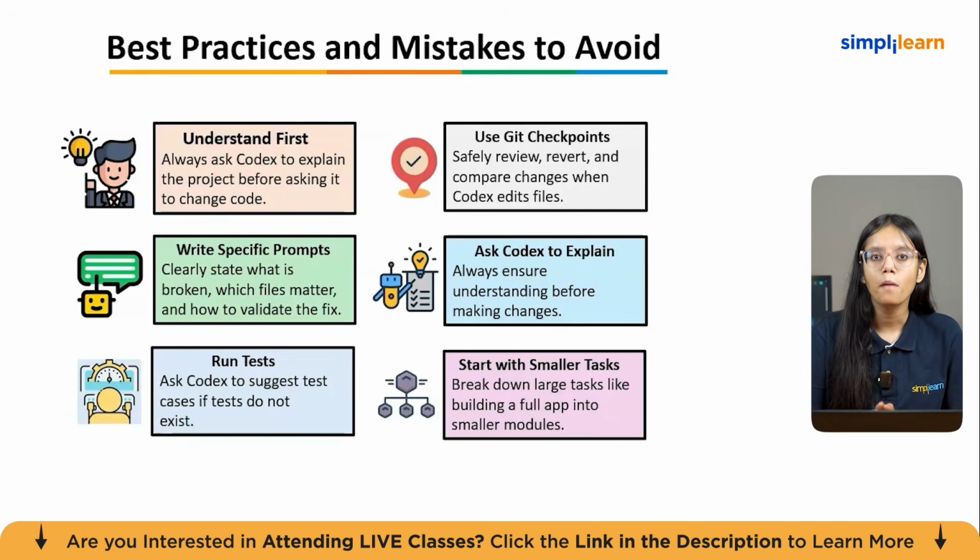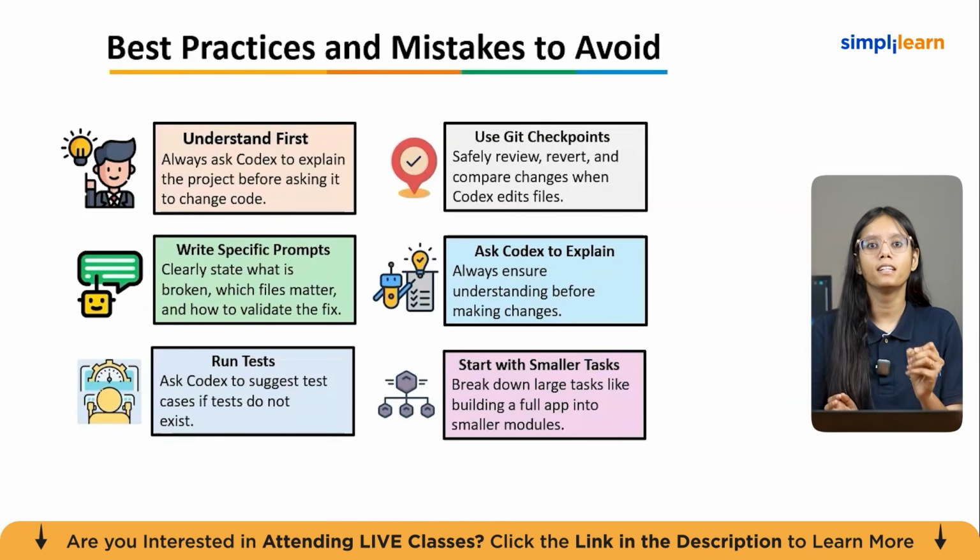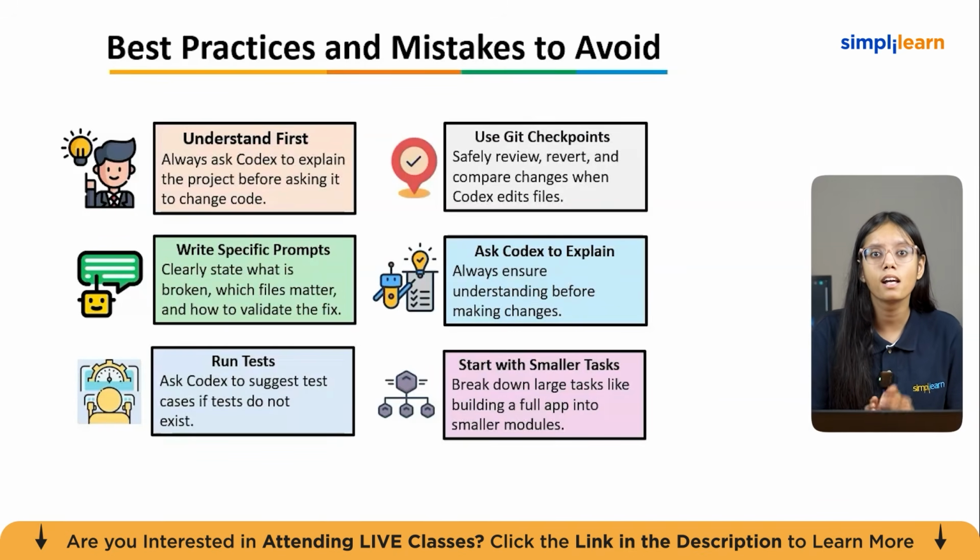So let's recap what we have covered in this video. Codex is OpenAI's AI coding agent that helps you write, review, debug, and ship code. It can work across your project files, it can understand your code base, it can make edits, it can run commands, and it can help with real development workflows. You can use it through IDE, CLI, web, and app.